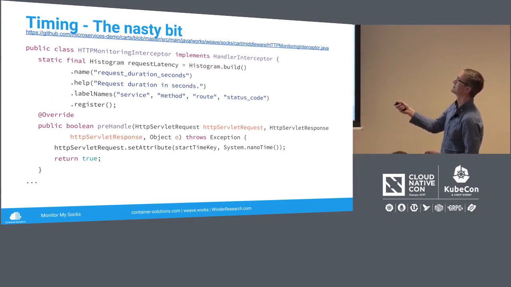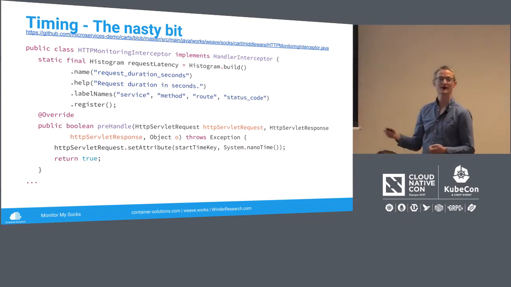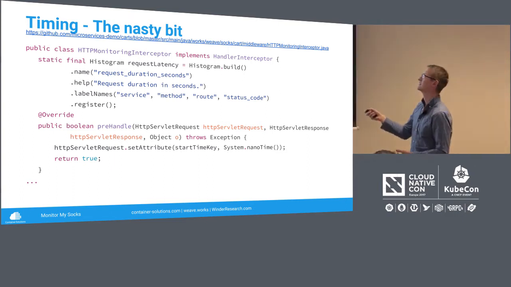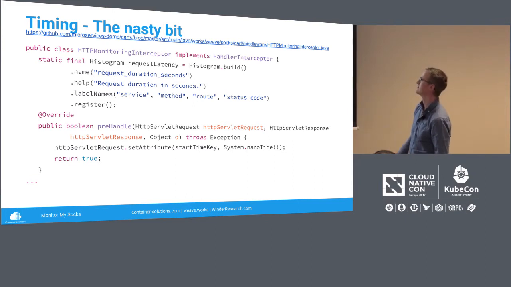Now we come to the actual definition of the histogram, and you'll notice that it's very, very similar to the Go implementation. And you'll find that all of the libraries follow the same pattern. You create a new thing, and you're passing it names and label names and stuff like that. All very, very similar.